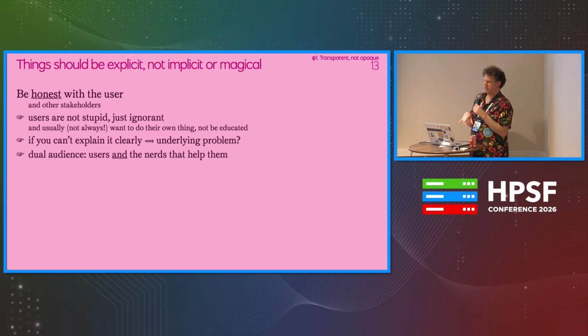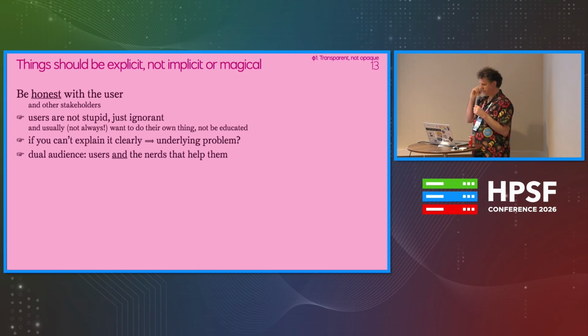If you can't explain something clearly to the users, maybe you have some sort of underlying design problem. So I think about that type of thing. There's also this notion of a dual audience, right? This especially comes up during troubleshooting. Your audience is not only the actual users, but also the nerds that help them.